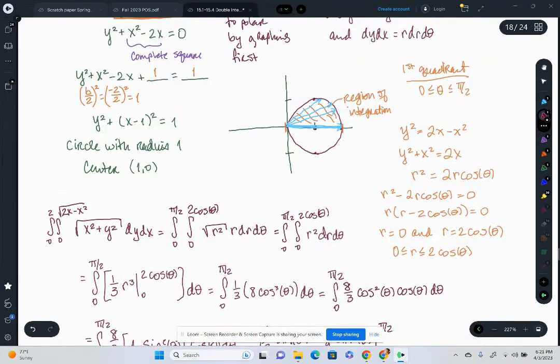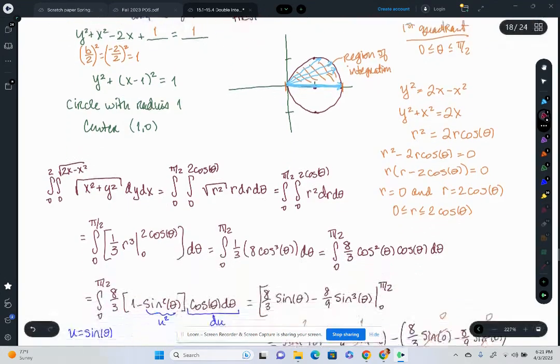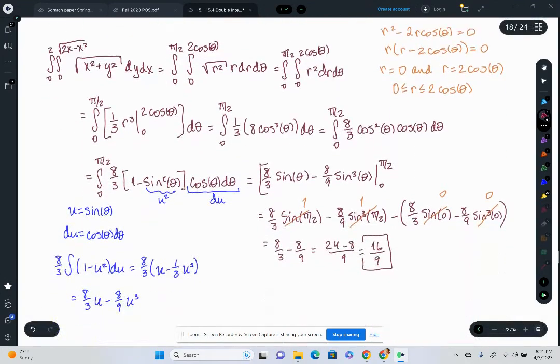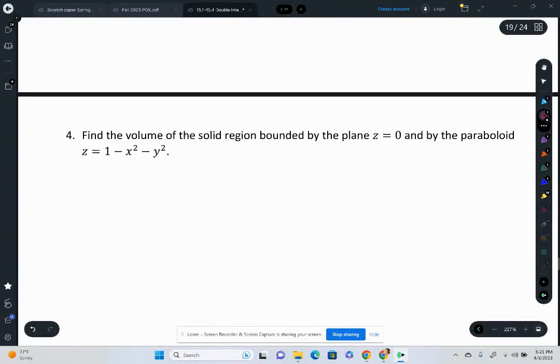That was a lot of work. That was totally like a full page of work. So be sure to watch through this, carefully set your problem up, and then evaluate.